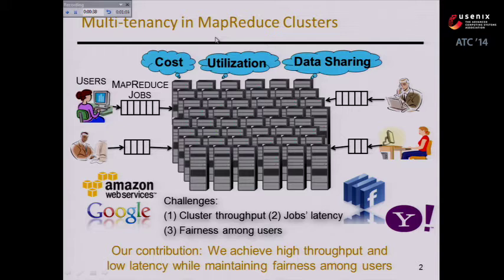So as part of our contribution in this work, we achieve high throughput and low latency while we maintain the underlying fairness policy.